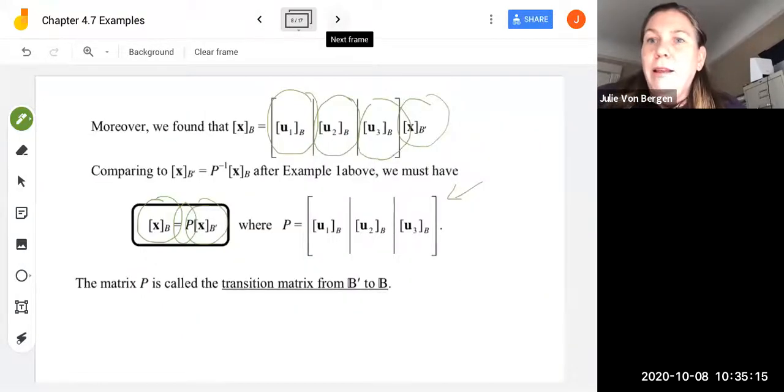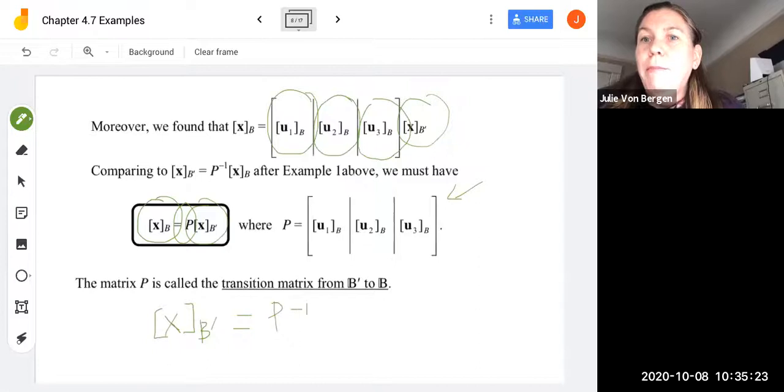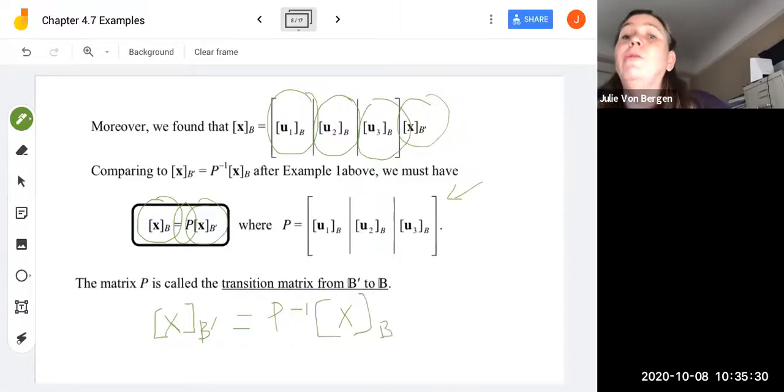So to find the new scalars in the new basis, our formula here is just reversing this to get P inverse times the X values in the original basis that we started with. So in the next video, we'll take more of a look at the transition matrices and see how to do calculations.